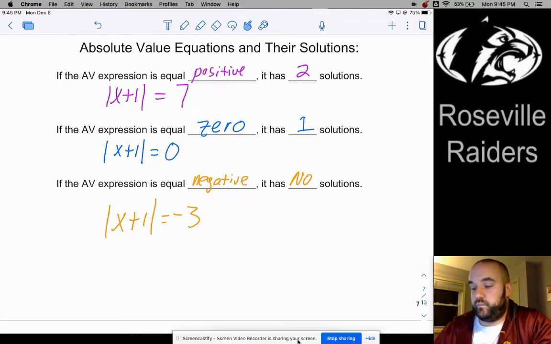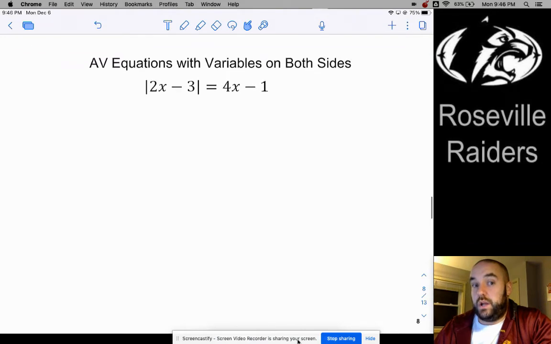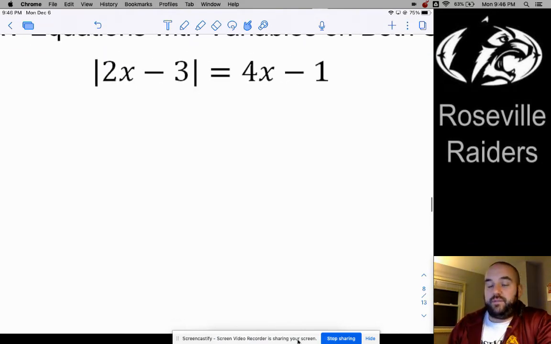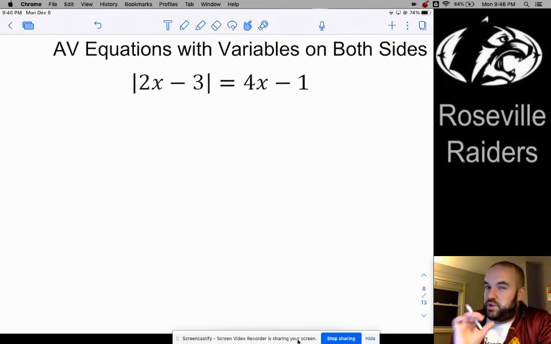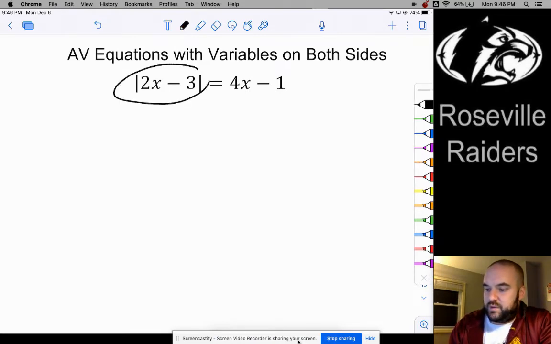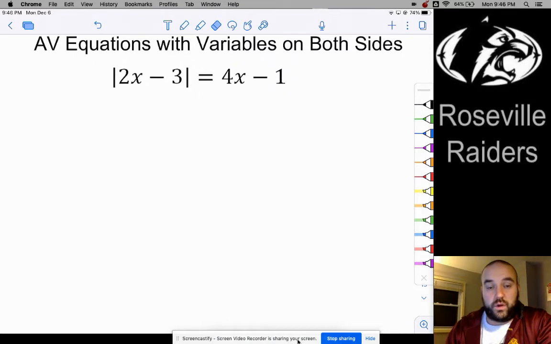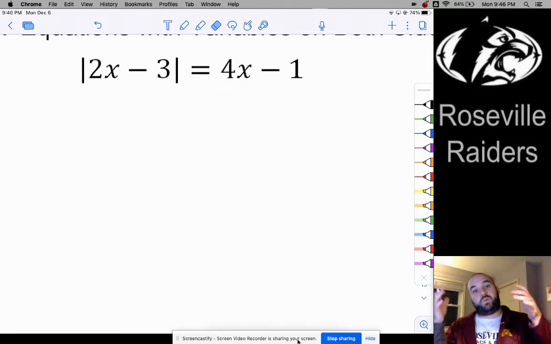Okay. So that is the rundown of absolute value equations. Now, if you have the same variable on both sides, we're going to have the same setup. It's just a couple more steps. So this is saying the absolute value of 2x minus 3, and I want that to equal 4x minus 1. Now, what we would have done in the past is subtract 2x from both sides, but we can't do that because the absolute value bars are around the expression 2x minus 3.